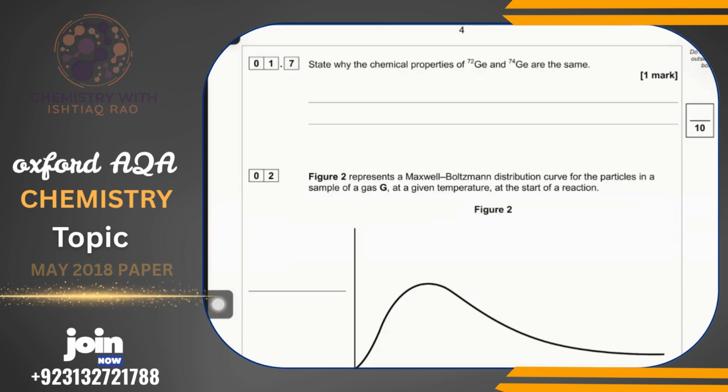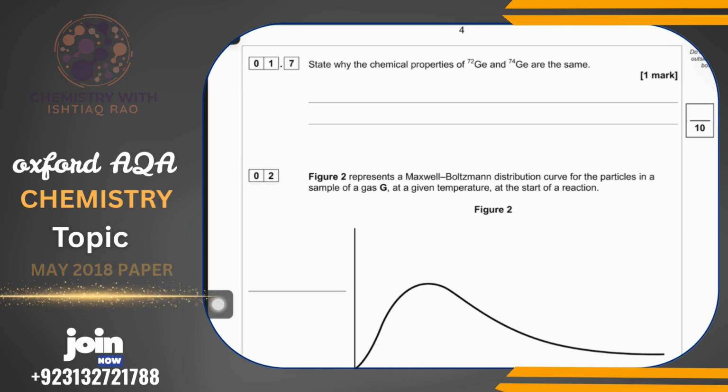So this is a 2018 paper. They are asking in question 1.7, state why the chemical properties of germanium 72 and 74 are the same. Of course, they are isotopes of each other, right? So what do you think? Why are the chemical properties the same?